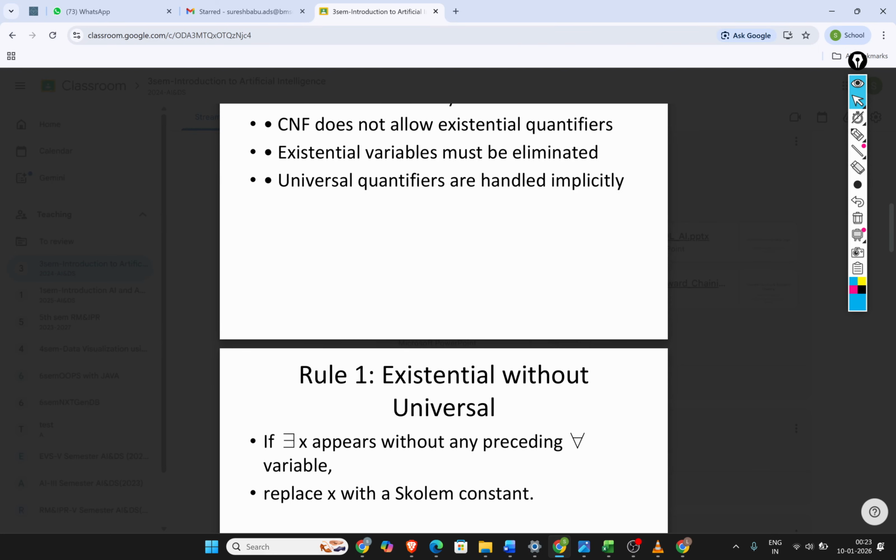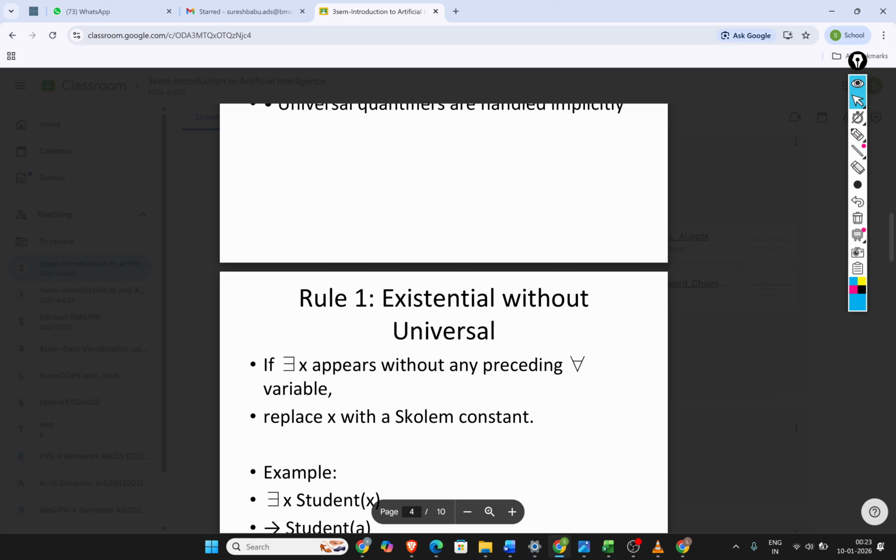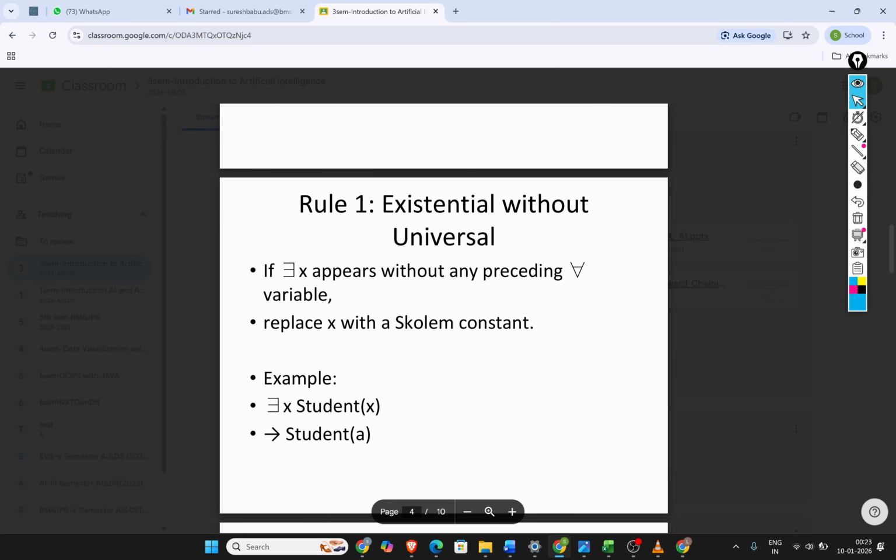If you observe the previous example, the criminal offense, we had a universal quantifier, but we did not have a big issue with it. We can remove that. Now, an existential quantifier without a universal one: if there exists x appears without any preceding for all variable, replace x with a Skolem constant. This is an important thing to remember. If there is no universal quantifier before our existential quantifier, then we can replace it with a Skolem constant.